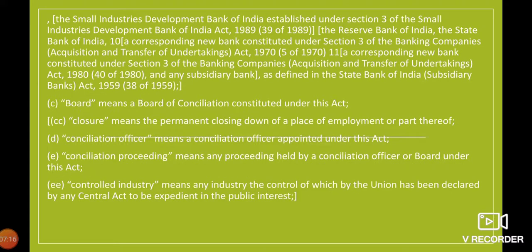Let's move further. Section 2, clause C. Board means a board of conciliation constituted under this act, right? Section 2, clause CC. Closure means the permanent closing down of a place of employment or part thereof, right? Now section 2, clause D, conciliation officer. It means a conciliation officer appointed under this act. Conciliation proceeding means any proceeding held by a conciliation officer or board under this act, right? So that will be conciliation proceeding.